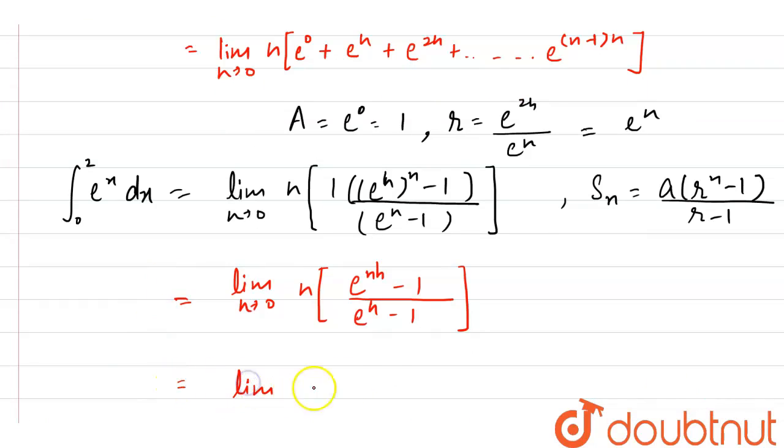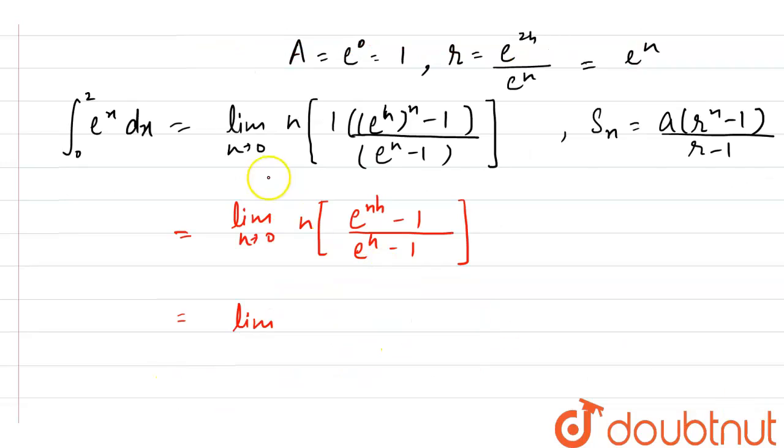the limit. Here we can write the value of nh as 2, so e raised to power 2 minus 1, and we can write this h as e raised to power h minus 1 by h.